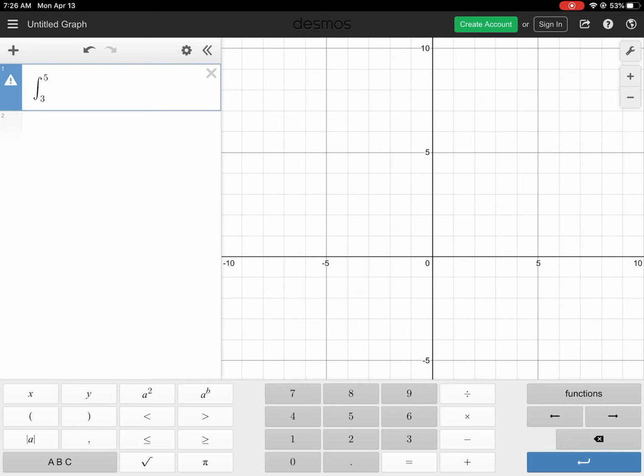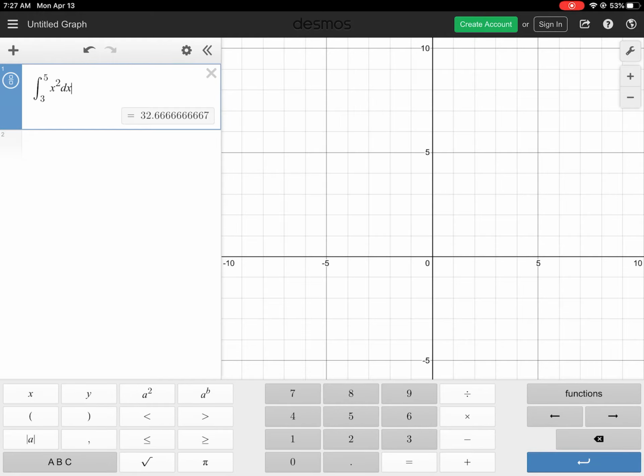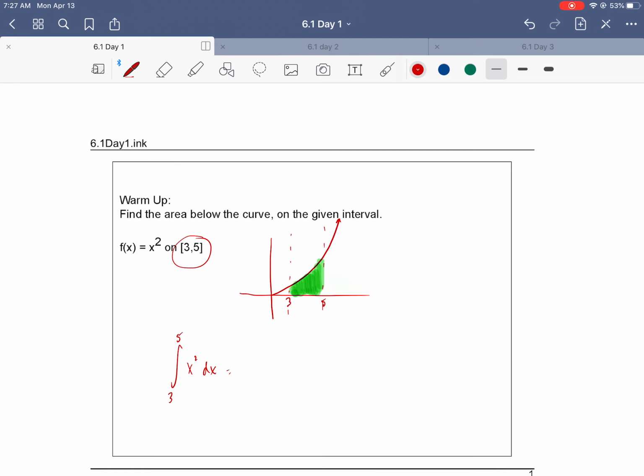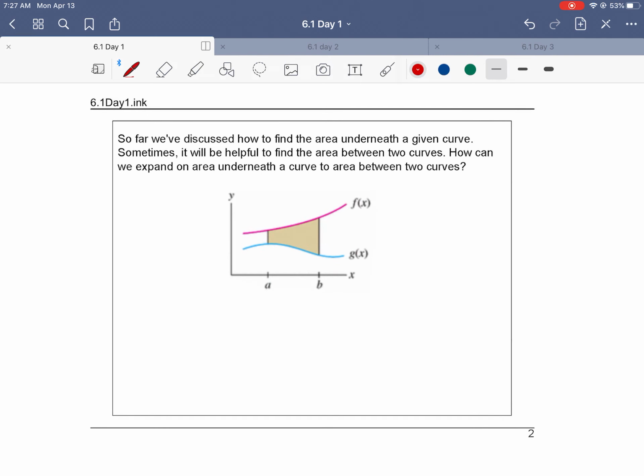to 5. You want to put parentheses if there are more than one term. In this case, we don't have more than one term, so I can just put x squared. And then I have to go to the letters and type in dx. Without that dx, it would not calculate for us. So you can see that we have 32 2/3, or 0.67 is our answer. Okay. All right, so that's just a review from chapter 5.